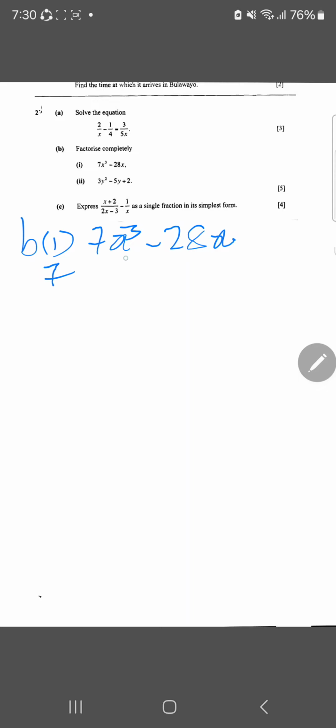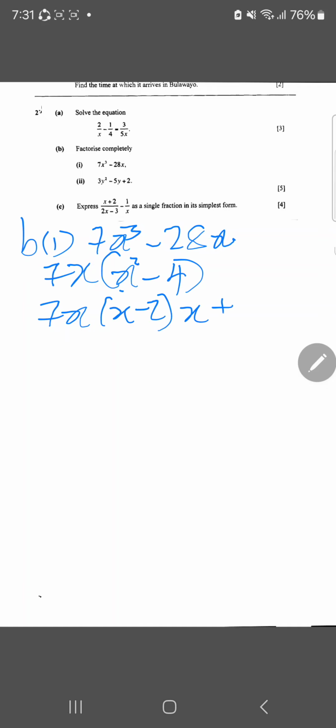Then on the letters, if the letter appears in both of the given terms, you take the one with the lowest power, which is x. So we divide 7 into 7, that's 1. x cubed divided by x, we subtract powers, and it will be x squared, minus 7 into 28, that's 4. Then it will be 7 times x squared minus 4. This one is the difference of 2 squares, because it's x squared minus 2 squared, 4 being 2 squared. So it's 7x, then x minus 2, then x plus 2. That's our answer for question number B item 1.